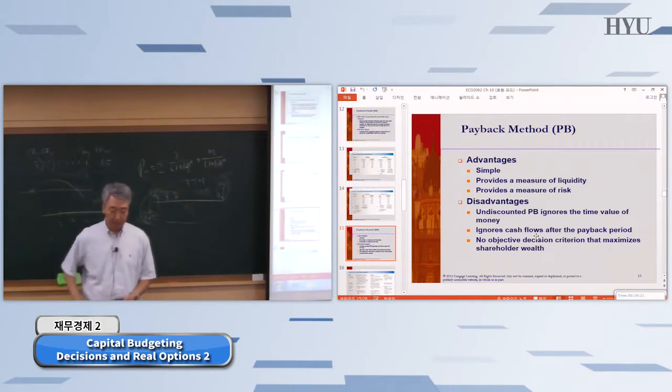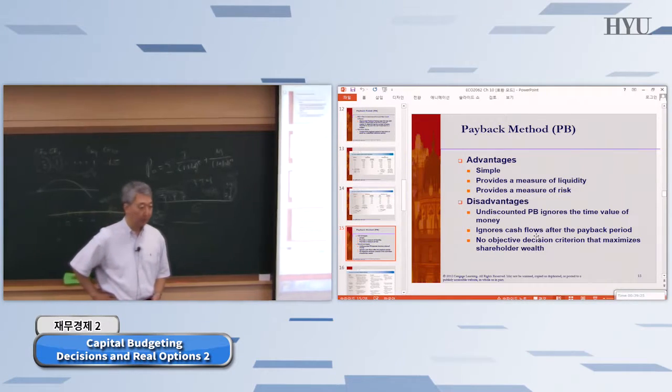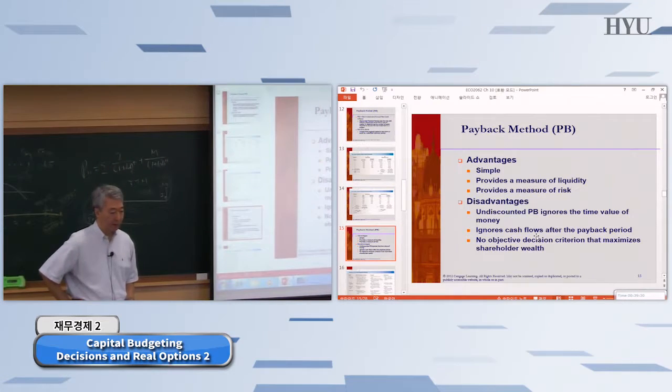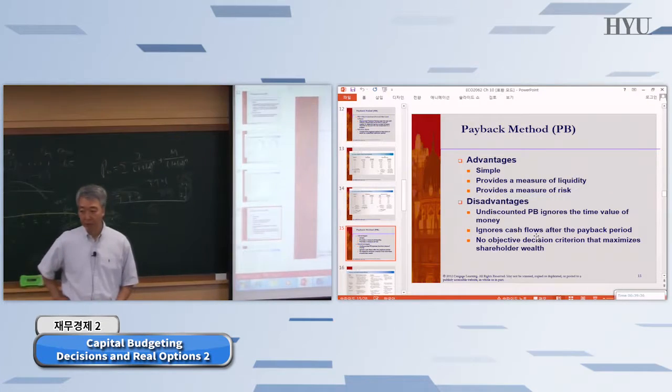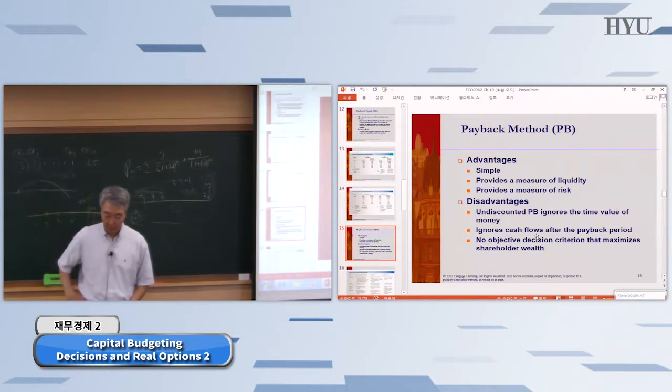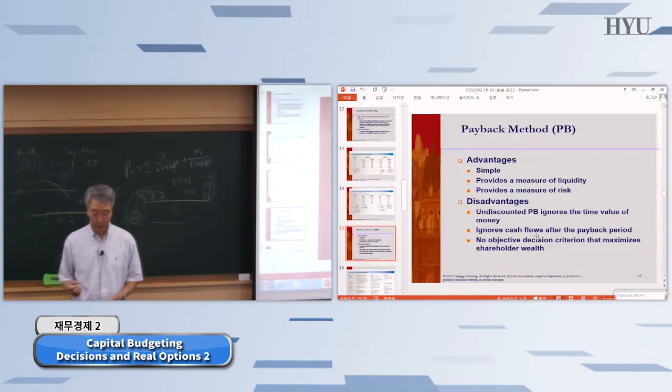Advantages of payback period method, it's simple, right? Okay? If all your concern is I need to recover the initial investment as quickly as possible, then, of course, payback period gives you a very quick answer, right? Can you recover it within your time limit or not? It provides measure of liquidity, right? Because recovering the initial investment is a concern about liquidity.